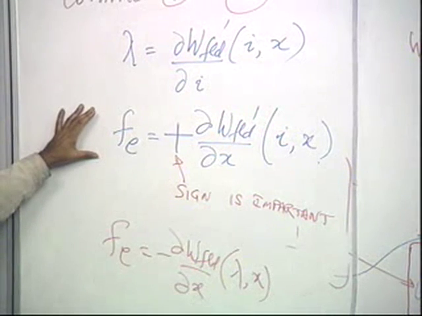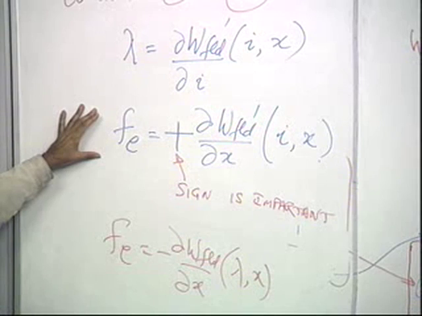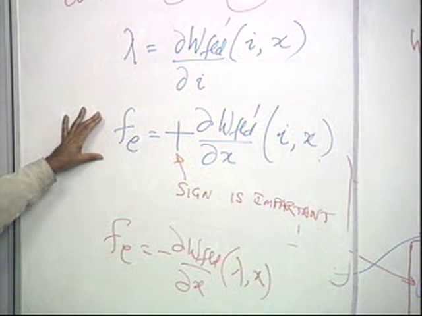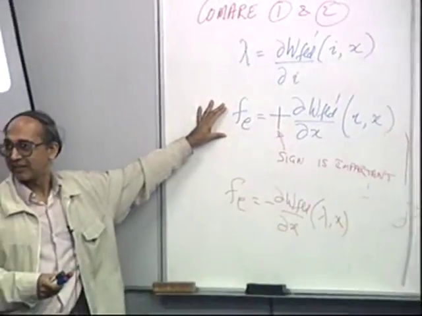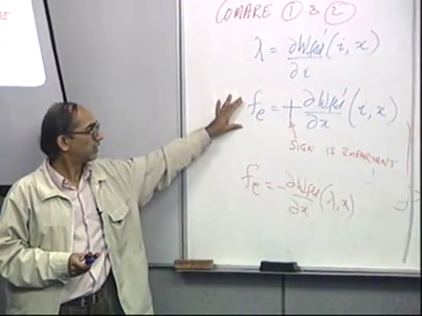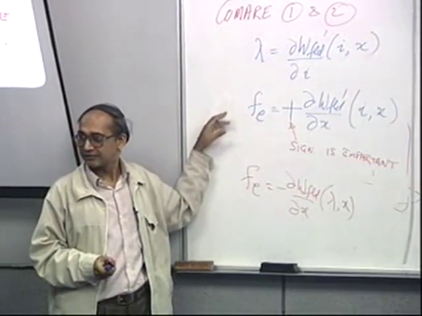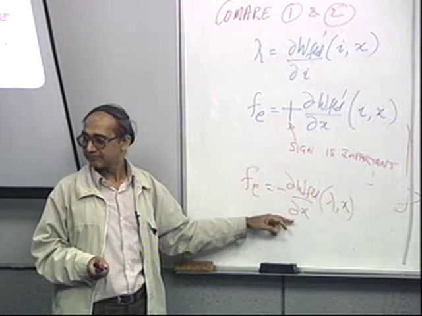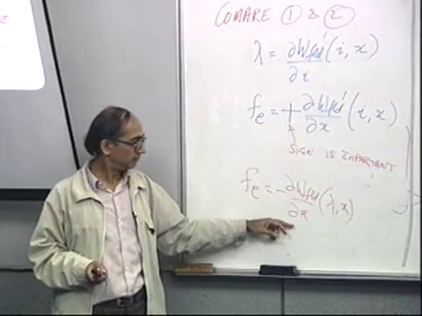Rate of increase of co-energy. Rate of decrease of field energy. No, it's the complete statement I want. At constant I, the rate of change of increase of W co-energy with respect to X, and is equal to the decrease in rate of change of field energy with constant lambda.